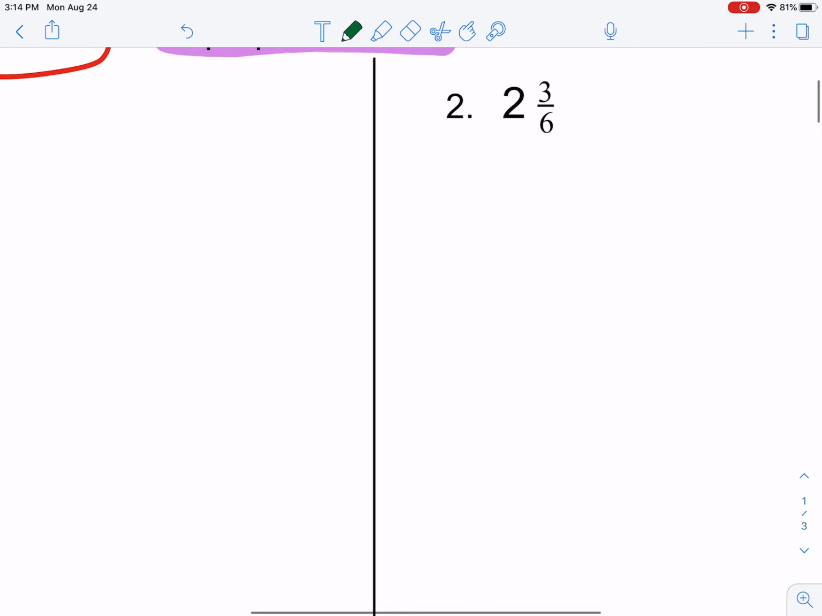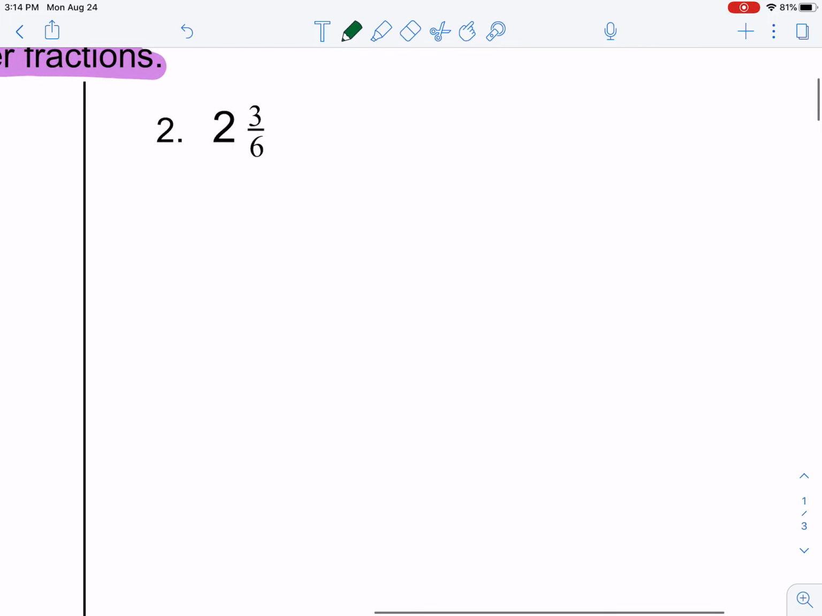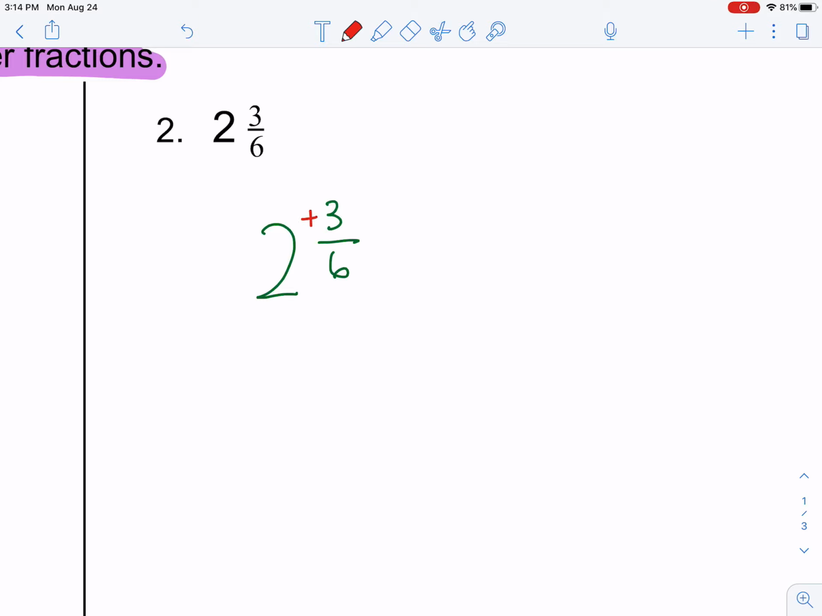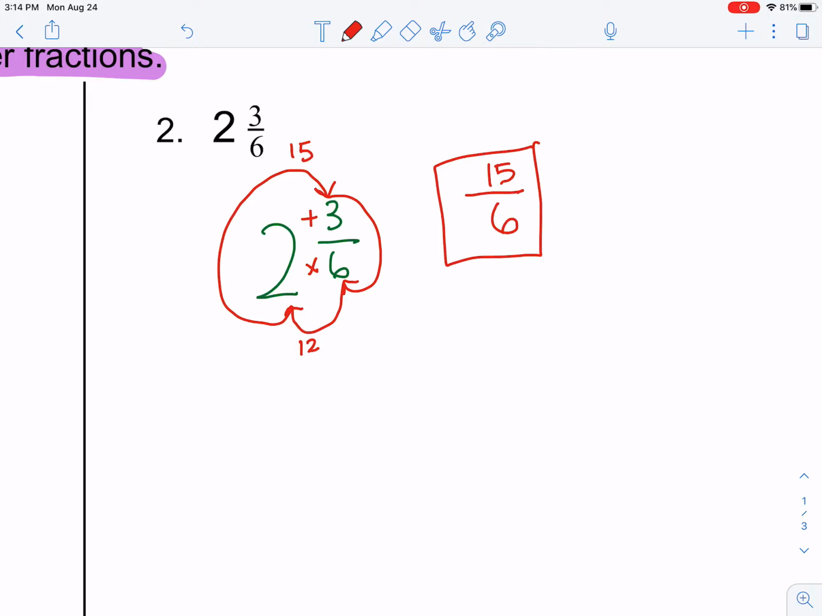Okay, let's do the next one. Number 2, it says 2 3/6. So I'm going to go ahead and use your Texas popcorn method. 6 times 2 is 12. 12 plus 3 is 15. And then come back down, you get 15 over 6. And that is the improper fraction for that.